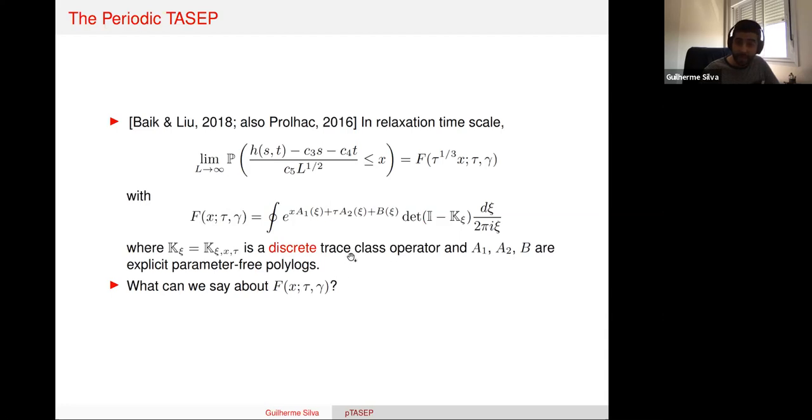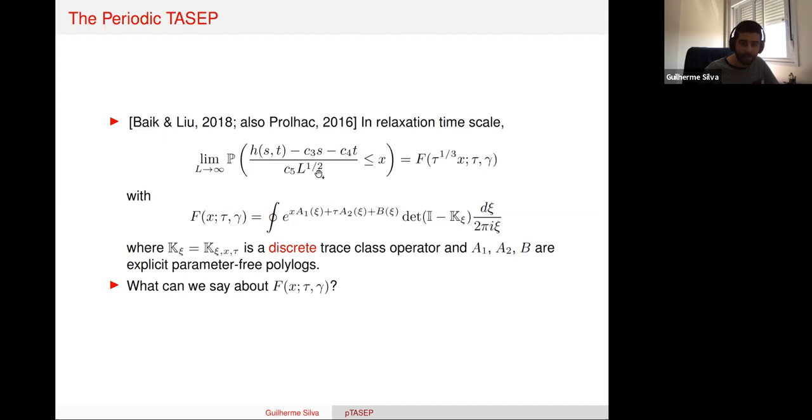And I must say here that this is also valid, and both work here. They consider the step initial condition. They also consider the flat initial condition. We also have results for the flat, but I'm not going to be talking much about that. But in the last few years, starting from that work, there have been many other works extending their results greatly in several directions.